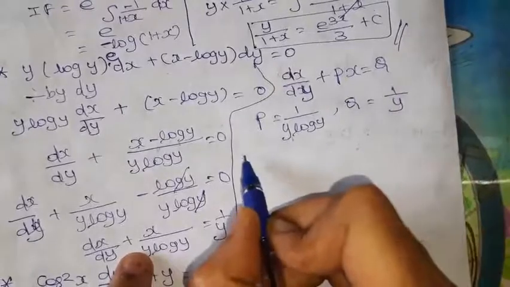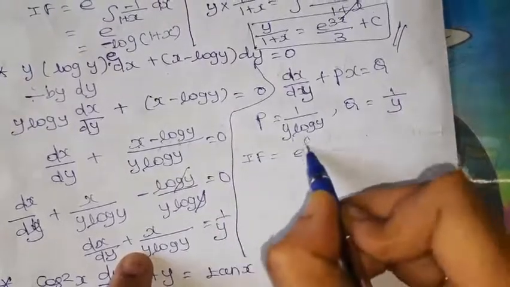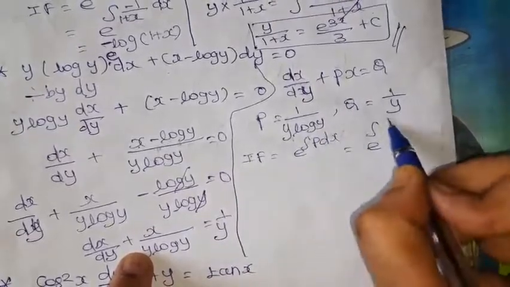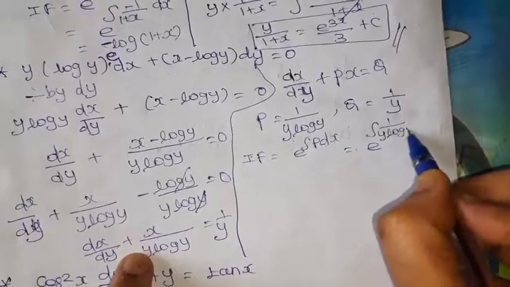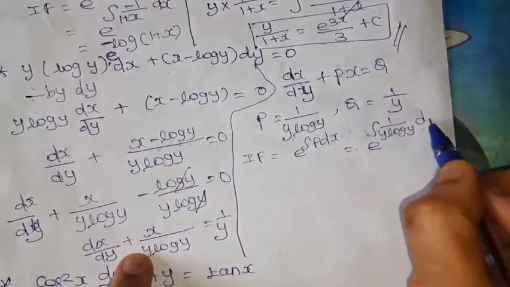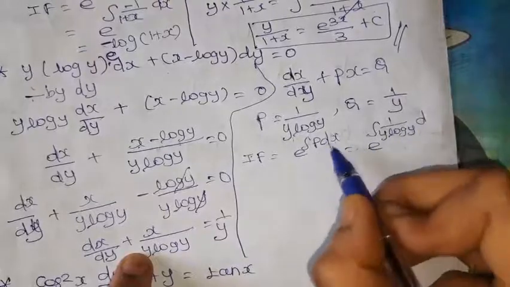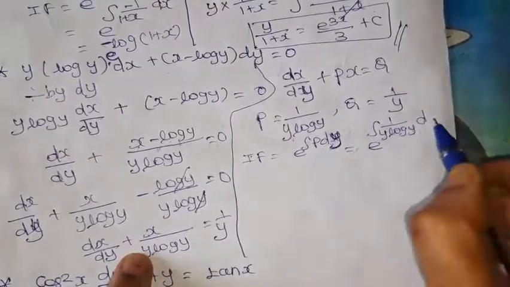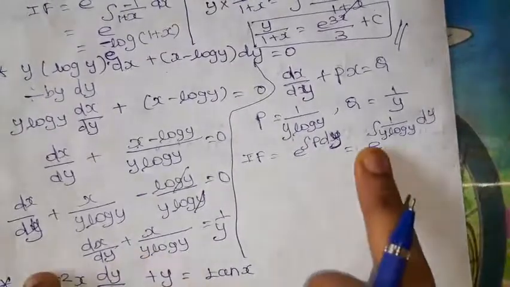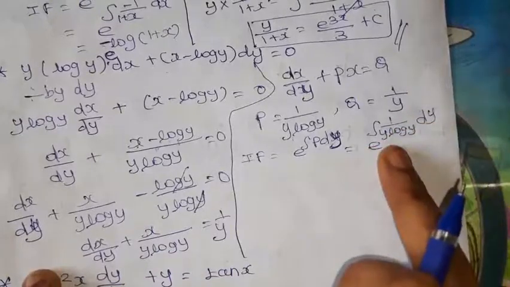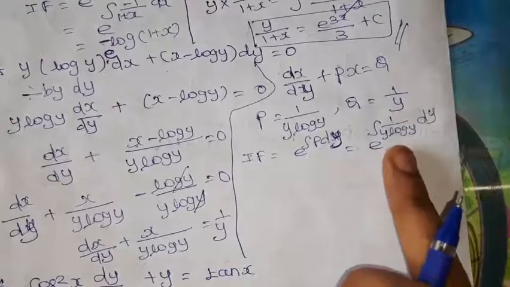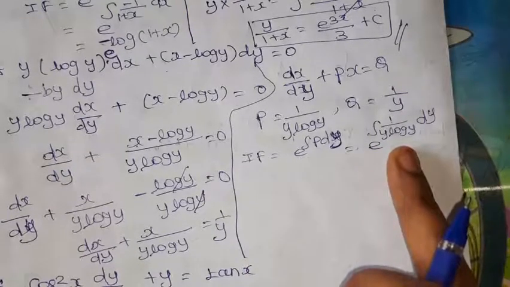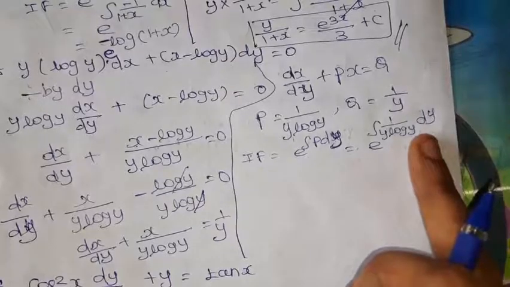So, what is the integrating factor? How to find out the integrating factor? It is e power integral of P dx. Here P is in the form of y only, so it is e power integral of P dy, which is e power integration of dy by y log y. So we need to integrate this term with respect to y.